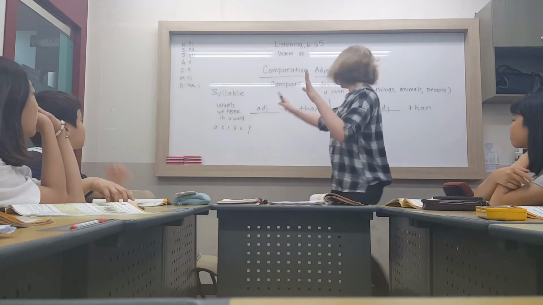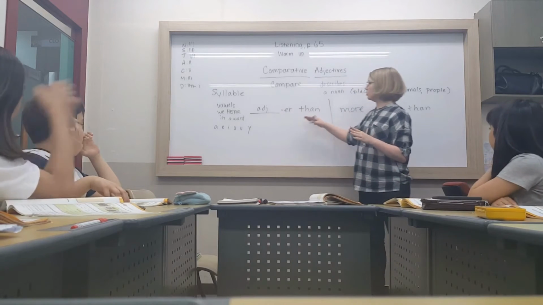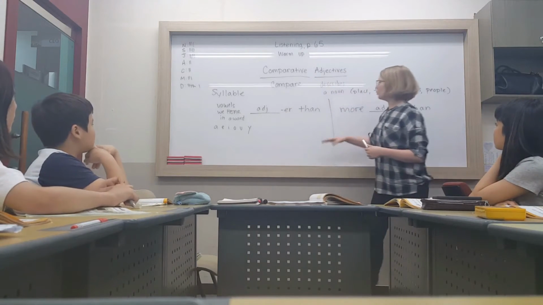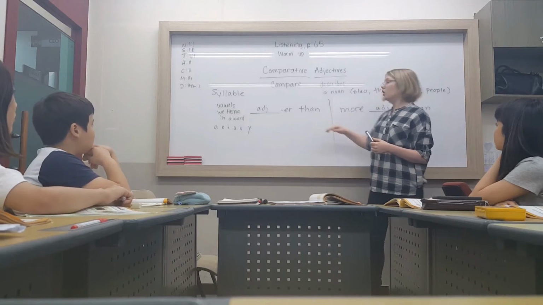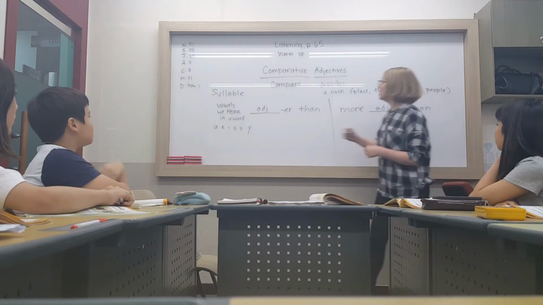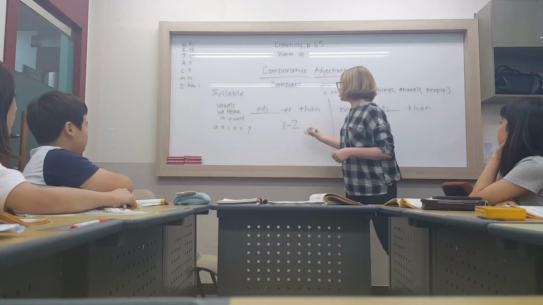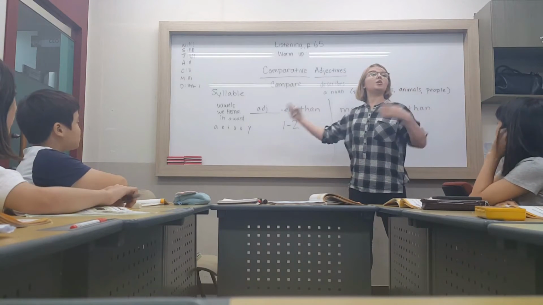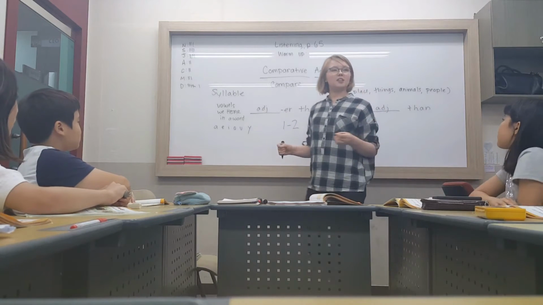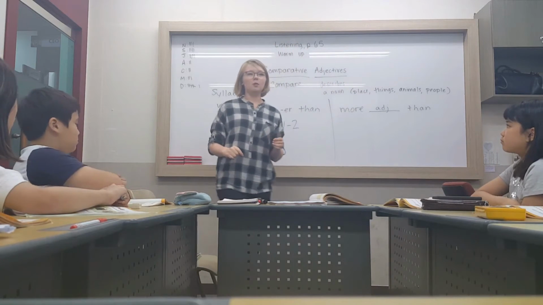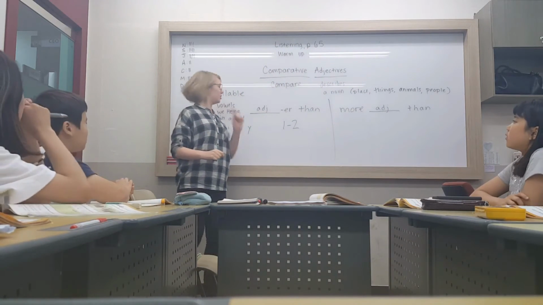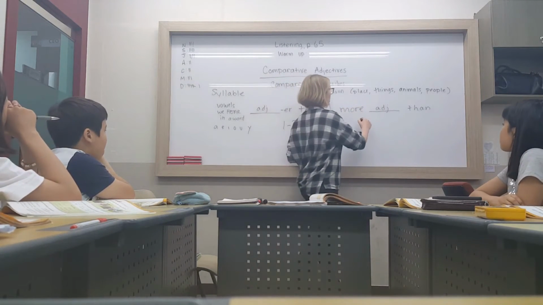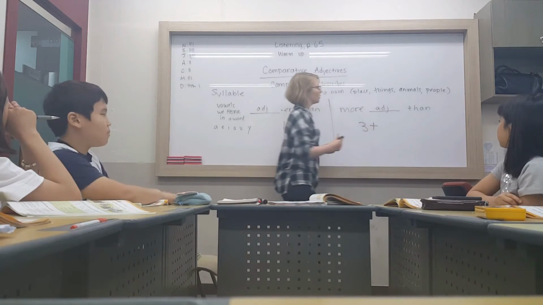Now let's do this with some adjectives. But before we do, how many syllables a word has tells us if we will add "-er then" or "more than." If a word has one or two syllables, this is how we use it to compare, like "bigger than." Big, how many syllables? How many vowels do we hear? One. We just hear "big." For "more than," a word would have to have three or more syllables.